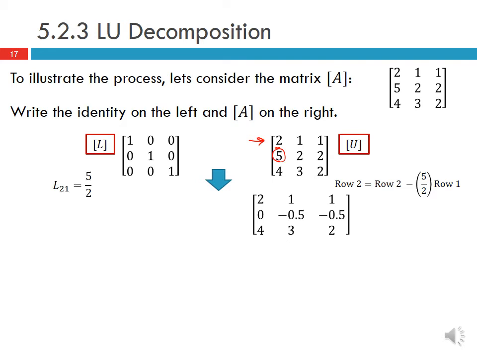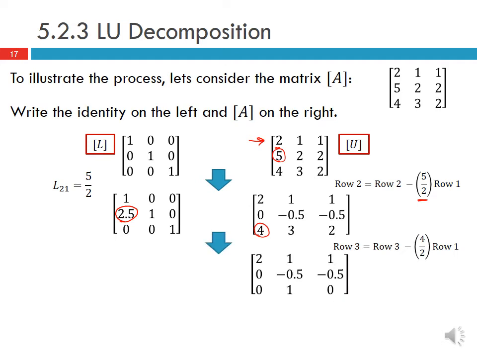And you can see the factor that we had was 5 over 2. So that means our L21 is equal to 5 over 2. So our L is updated here, and you can see this 5 over 2, or 2.5, is shown here. Next, we want to get rid of the 4 here. So the operation that we do is row 3 is equal to row 3 minus 4 over 2 times row 1.